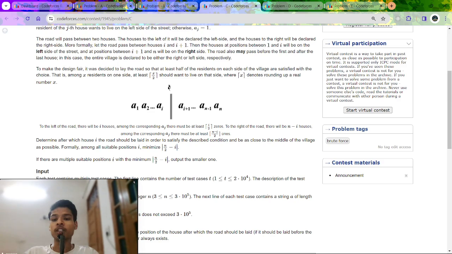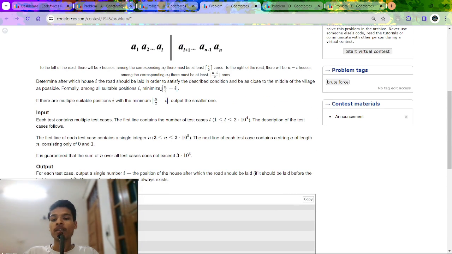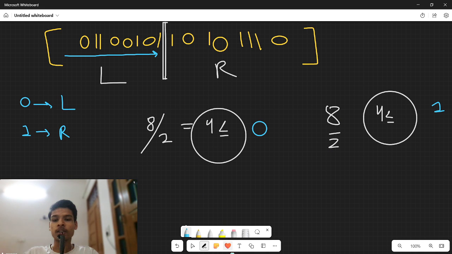But there is also a catch along with it. What is the catch? For each and every i, I have to find n by 2 minus i and minimize this number. Okay, so that is also an easy one. For example, let me tell you again. If hypothetically I'm taking this, but this is also a valid road, which means, let me erase the extra part.